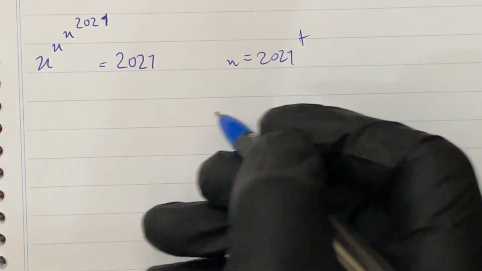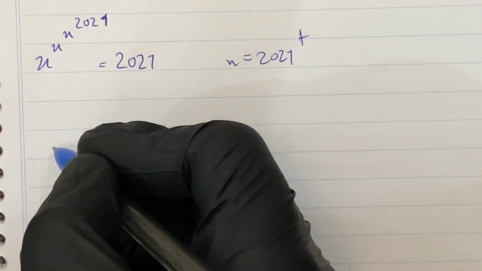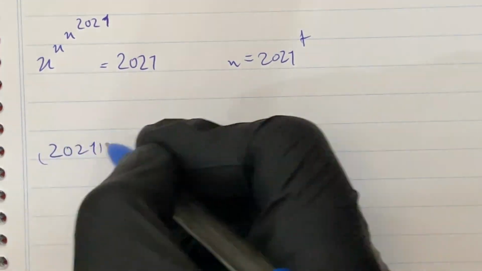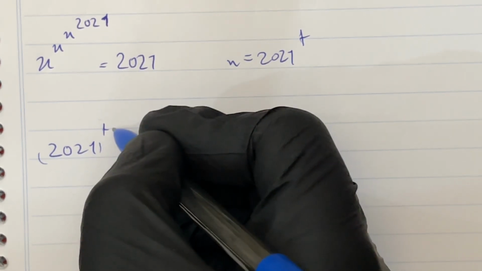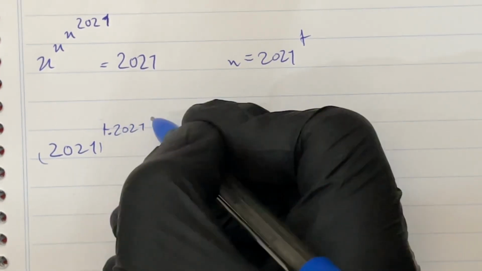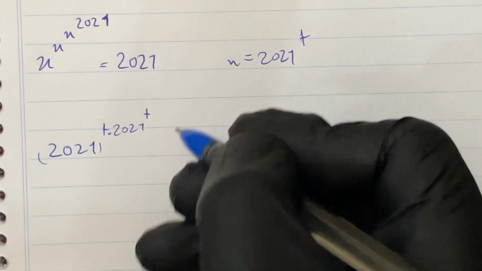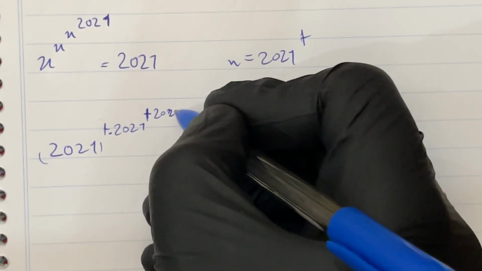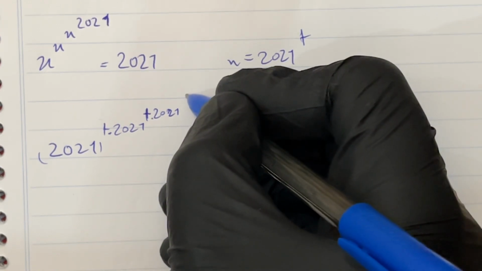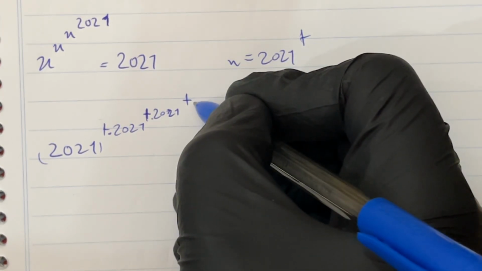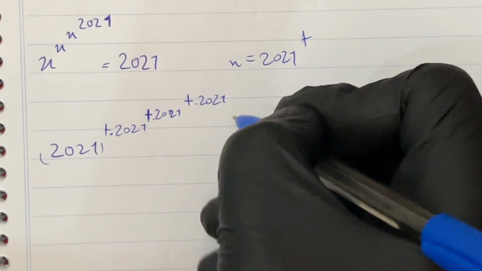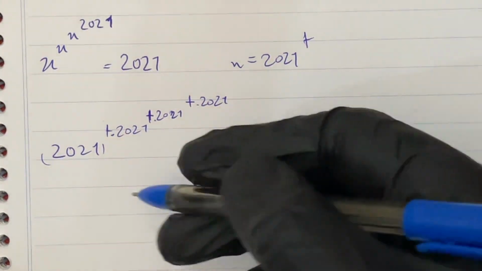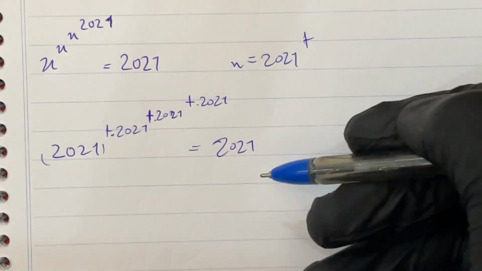If you just do this substitution, our equation would be 2 to the power of 2021 to the power of t, times 2021 to the power of t, times 2021 to the power of t, times 2021. This equals 2021. And so here is our equation, but in a different form.